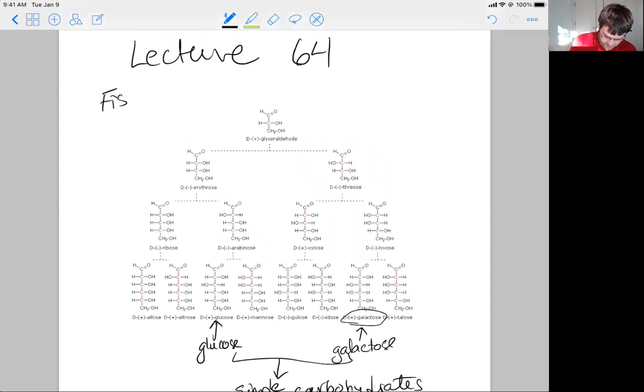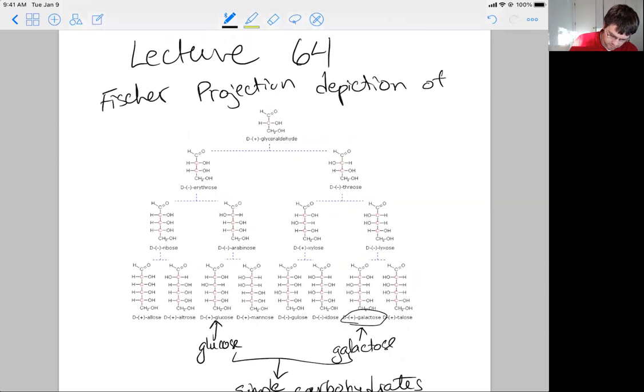So this is the Fischer projection depiction of common sugars. Okay, so what I wanted to do with this depiction was to just show you all of these so that you can understand or appreciate why they're so important.